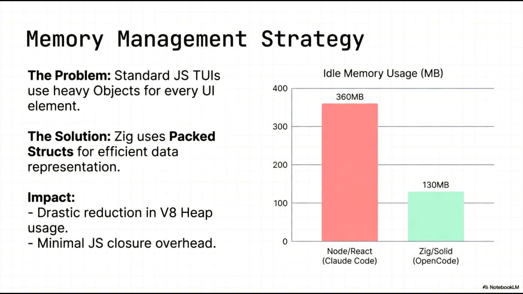As shown in the comparative data for idle memory usage, a Node and React-based implementation like Claude Code requires 360 megabytes, whereas our Zig and Solid-based OpenCode architecture consumes only 130 megabytes. This nearly threefold reduction in resource consumption ensures that the interface remains lightweight and responsive without sacrificing functionality.